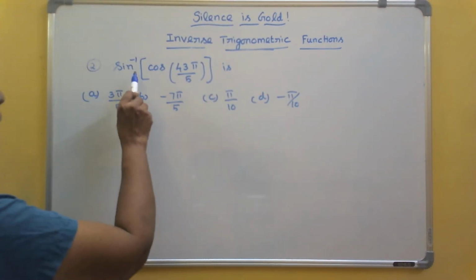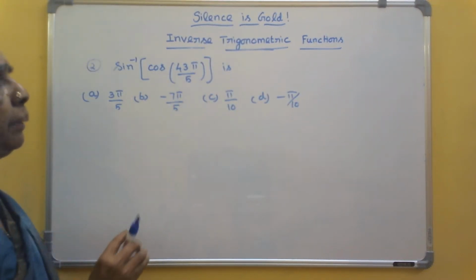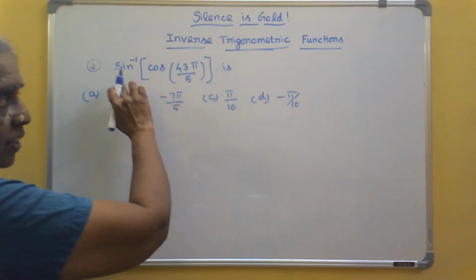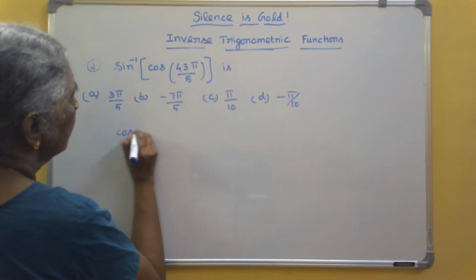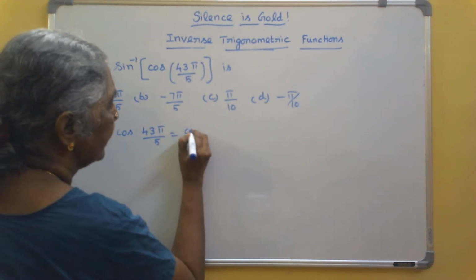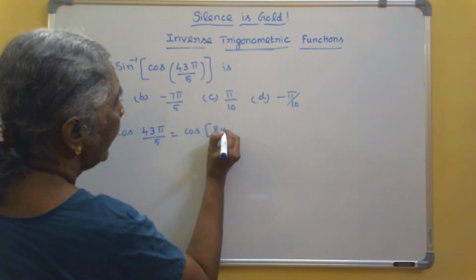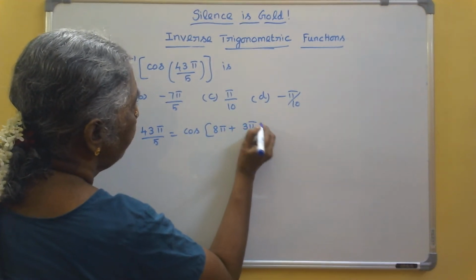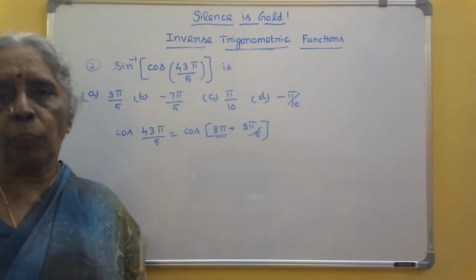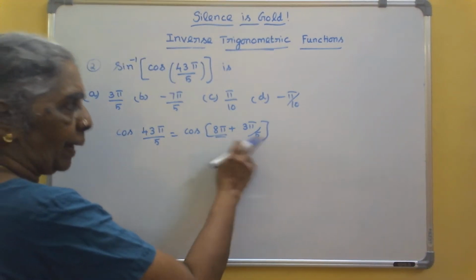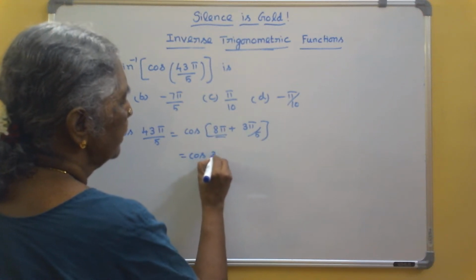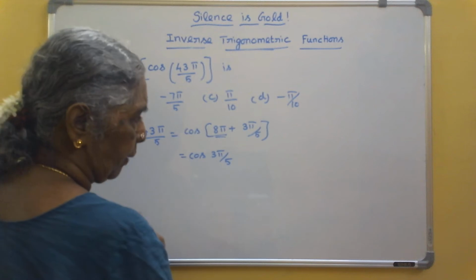Second sum, sine inverse cos 43 pi by 5. Now, let us consider this first. So, cos 43 pi by 5 can be written as cos of 8 pi plus 3 pi by 5. Already I told you the multiple of 2 pi, right? So, 8 pi plus. So, this comes to first quadrant. So, I can write it as cos 3 pi by 5.